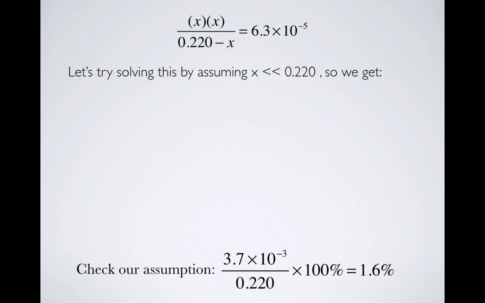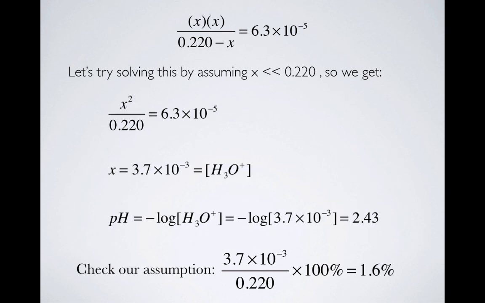So we see that our Ka is very small, so we're going to assume that the X that we're going to get is going to be much smaller than 0.220. And so I can ignore that X that's in the denominator, and that gives me X squared over 0.220 is equal to 6.3 times 10 to the minus 5. And when I solve for X, I get 3.7 times 10 to the minus 3.